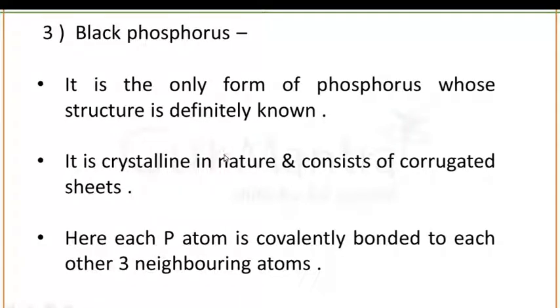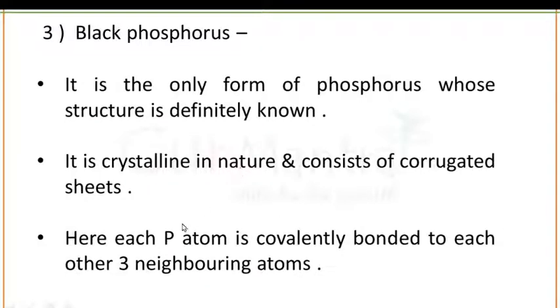This black phosphorus was first synthesized by heating white phosphorus under high pressure. When you heat up white phosphorus at 230 to 250 degrees Celsius, you will get red phosphorus. But when you heat up white phosphorus under high pressure, approximately 12,000 atmosphere, you will get black phosphorus.